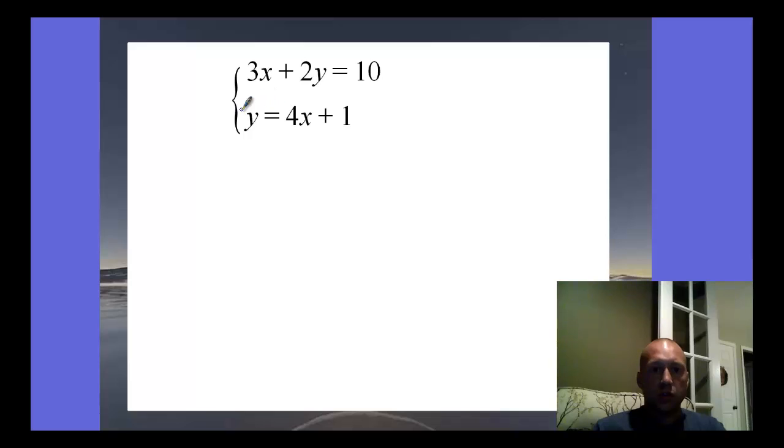Another example here. So this one, they're not both y equals. One is in standard form, one's in slope-intercept. That's still a good setup for substitution because this one here, we know this is equivalent to y. We know 4x plus 1 is y. So in the other equation, we can put it in for the y. So 3x plus 2y, but again, instead of writing y, we're going to write what it's equal to, 4x plus 1. That's the substitution, equals 10.